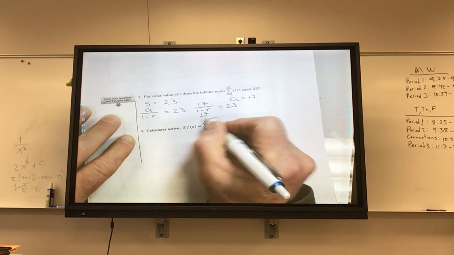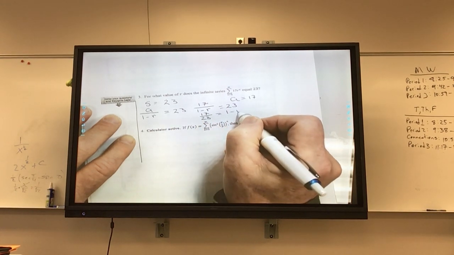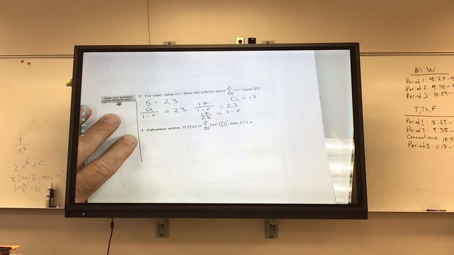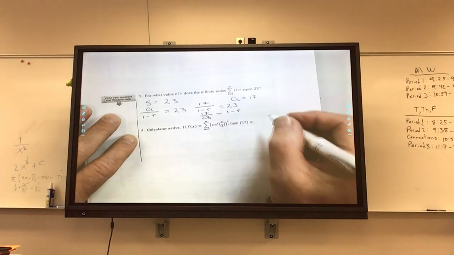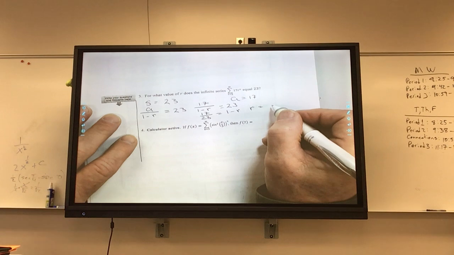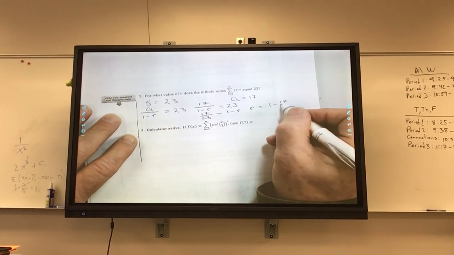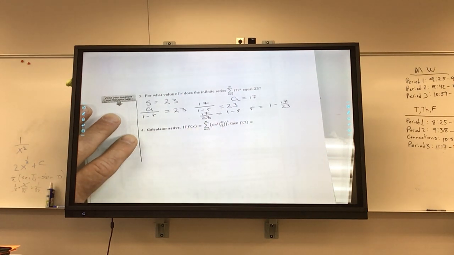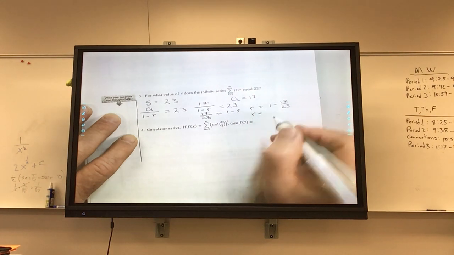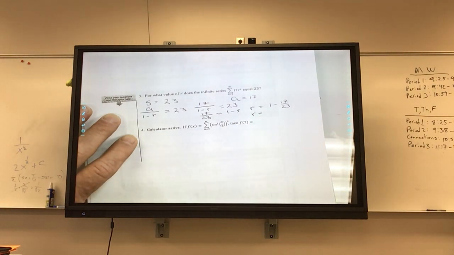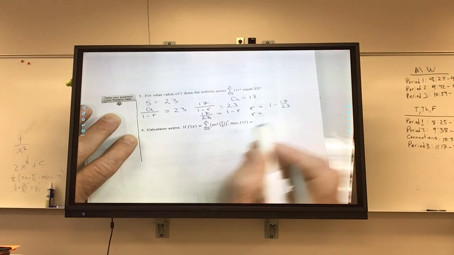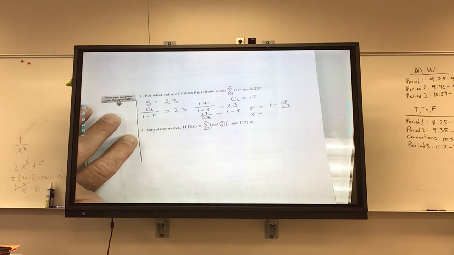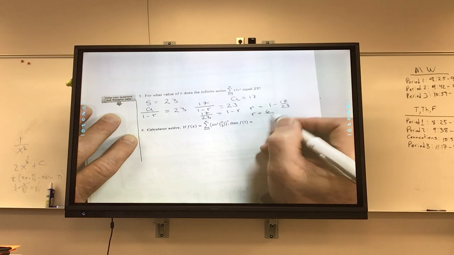Can I do this? Yep. Okay, so I did 1 division, 1 multiplication. And that means R equals 1 minus 17/23. Would you agree with that? Yeah. So I subtracted this and I added that. So what is R? What's my common ratio? How many 23rds is one? 23. What's 23 minus 17? 6. 6/23. Perfect.